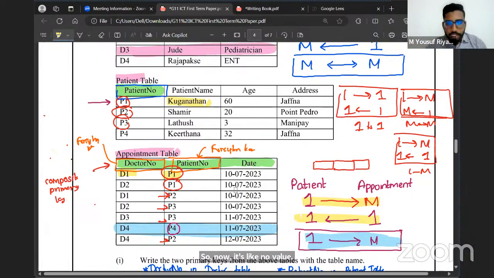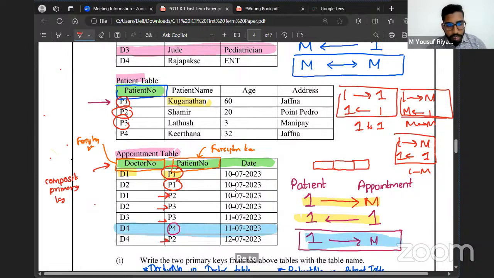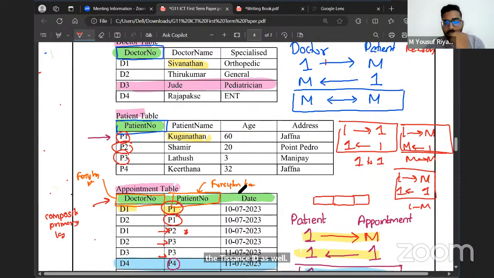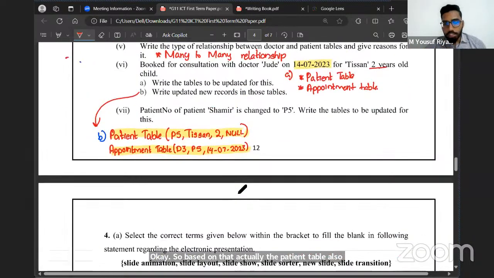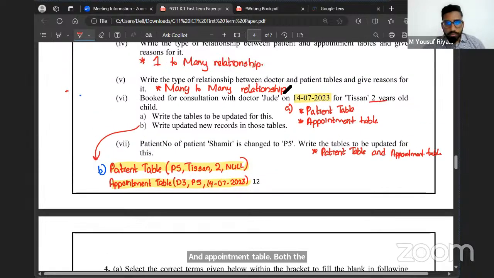Exactly. Apart from the patient table, we should also update the appointment table, because why? Relevant to Shamir, basically relevant to P2. At the moment, Shamir is P2. Relevant to P2, you can see there are certain records. So we have to change these records as well. And also we have to change Tisan's ID as well. So based on that, the patient table has to get updated and the appointment table also has to get updated. So the answer for this question is patient table and appointment table. Both the tables have to get updated. Is that clear, all of you?